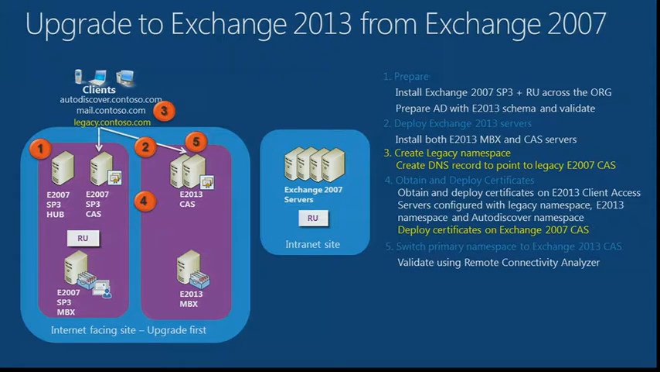And then once you've done that, you'll go ahead and do that same switch of the primary namespace. And again, that's nothing more than going into DNS and changing the IP address for your primary namespace to now point to the load balancer that's in front of your 2013 CAS server. And of course, as you do along the way, you're going to be validating and verifying that everything's good, and EXRCA is going to be the preferred tool to do that.